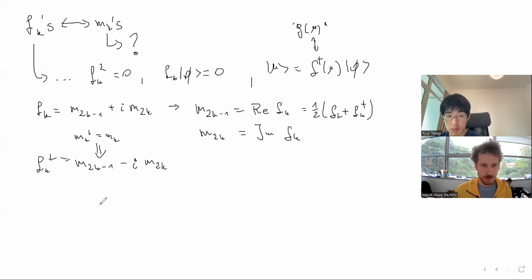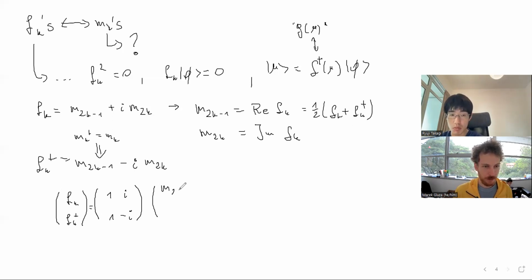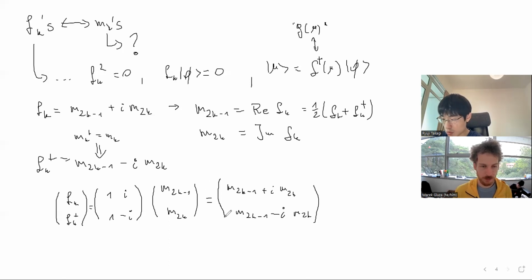And then in the future, it will be useful to write it as matrices. So if I have Fk dagger, and I write this as a vector, then I could say that this is equal to a matrix, which will be 1, i, 1, minus i. And then here M2k minus 1, M2k. And I can check the matrix multiplication that I will have M2k minus 1 plus i M2k, M2k minus 1 minus i M2k. So a vector of two operators here.